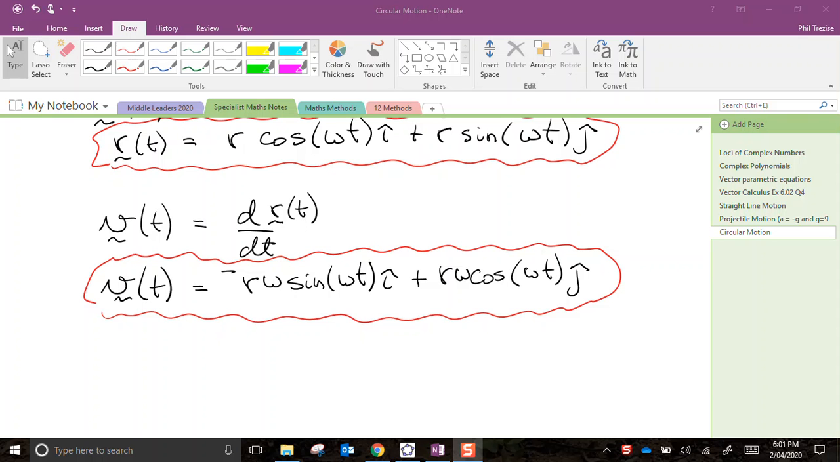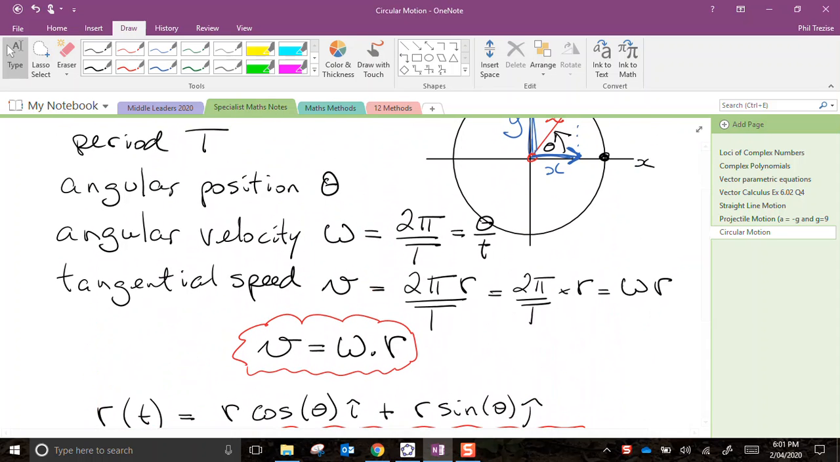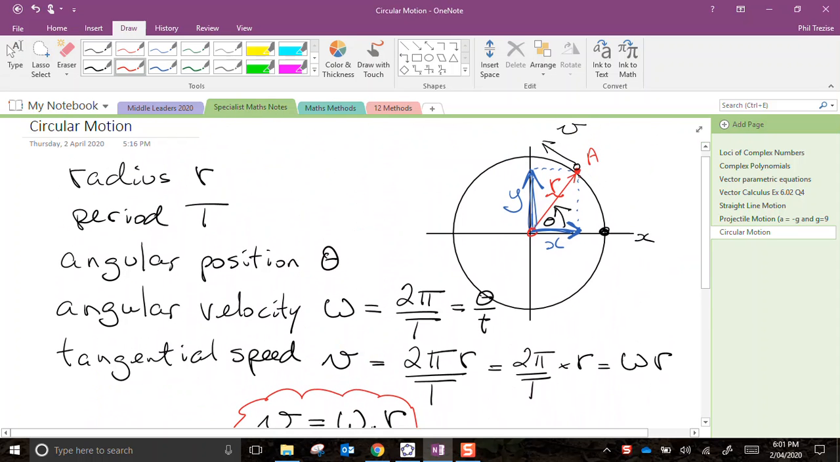Welcome back for part 2 of the circular motion lesson. Now, we had the particle here, particle A, travelling around a circle, and it was a fixed distance away from the origin, the radius, and took a time of T to do one lap. The position in relation to the x-axis is measured by the angle theta.